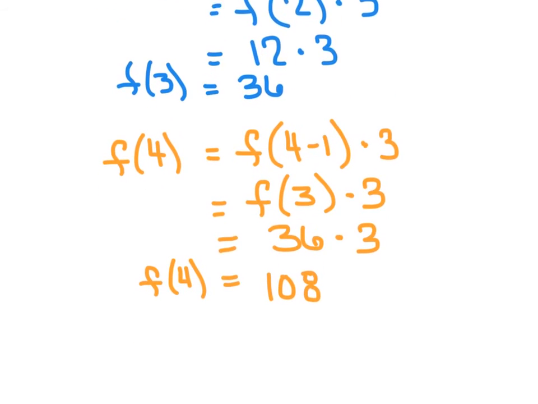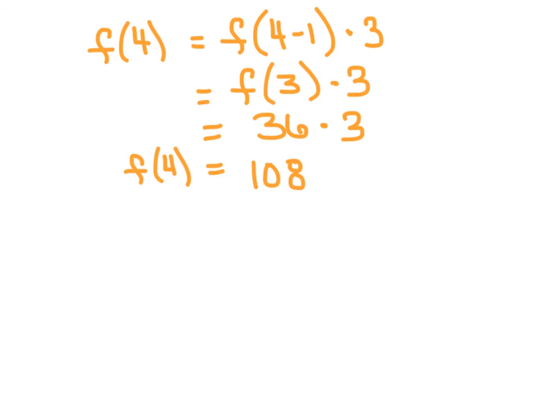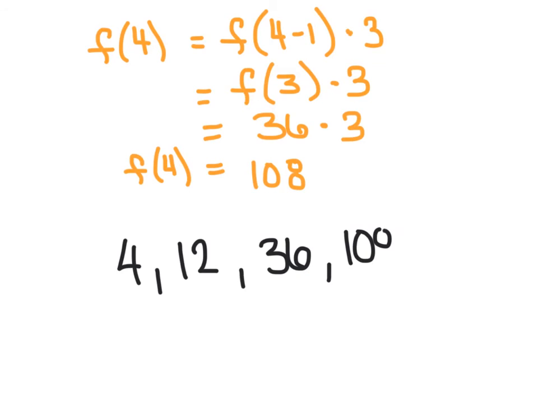And if we put this all together here, the first term was a 4, then we multiplied by 3 to get 12, we multiplied by 3 to get 36, and we multiplied by 3 to get 108, and then you could just continuously multiply by 3. I think the next term would be 324, and then after that I'd have to go to the calculator.